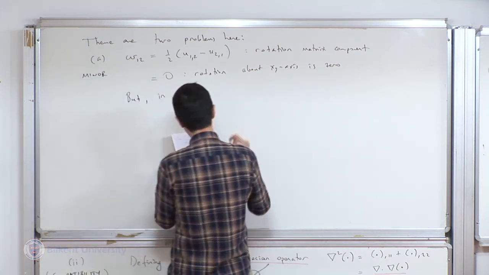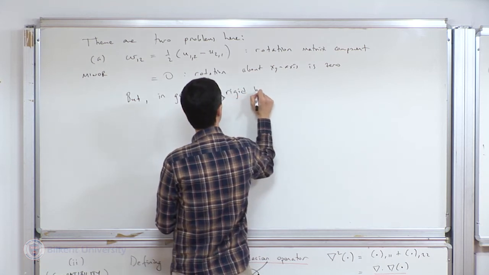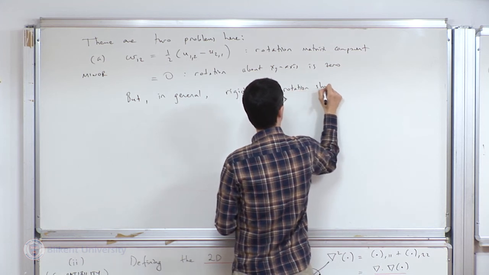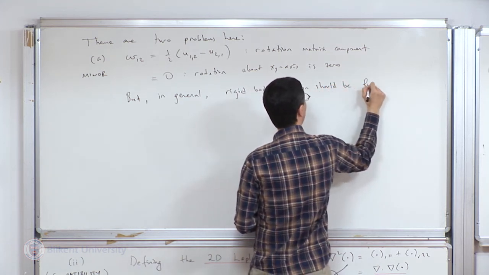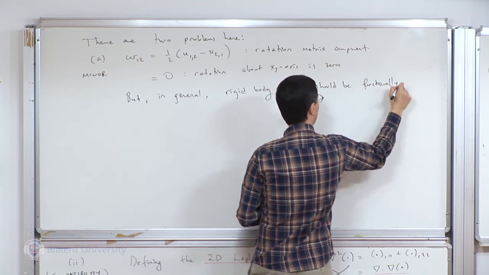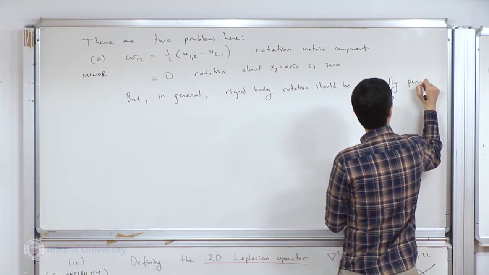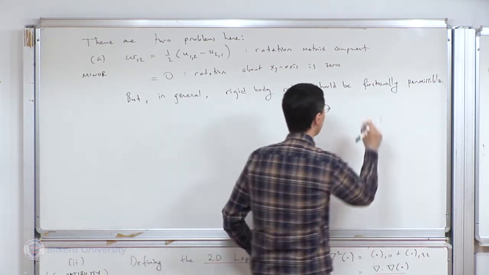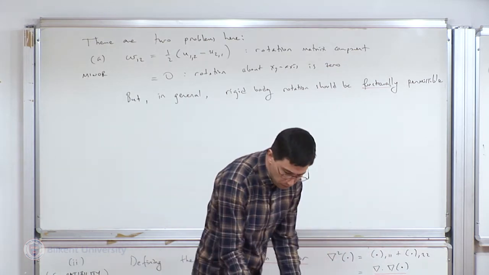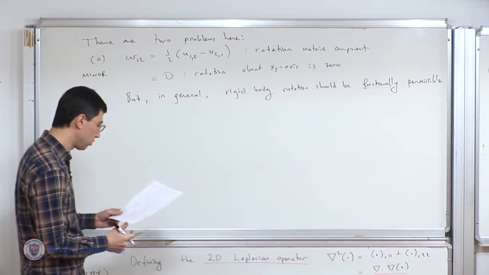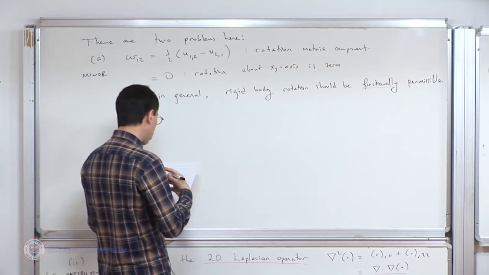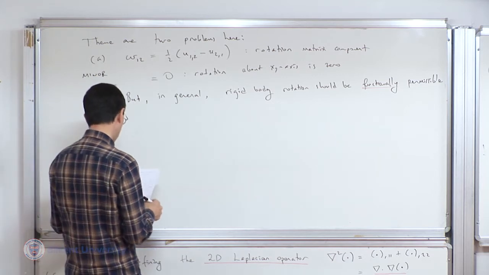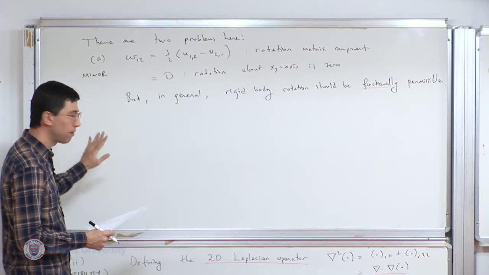So here I will say that in general, rigid body rotation should be functionally permissible. I'll highlight the word functionally. Mechanically for that problem, maybe they are 0 from the outset, but at least it should be my choice to set that rigid body rotation to 0, and it shouldn't be 0 from the outset. But that's not the major problem.